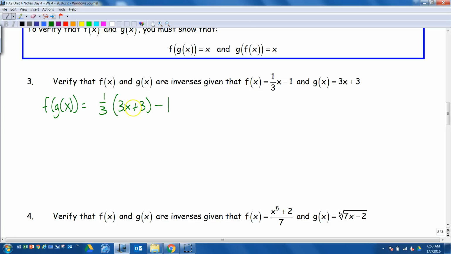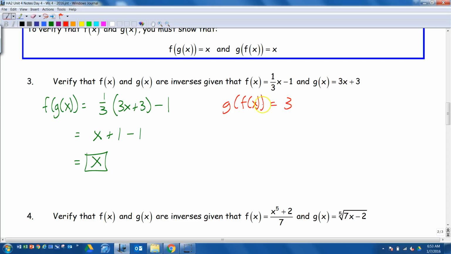So the first step that I can do here is I can distribute this 1/3. 1/3 times 3x is x. 1/3 times 3 is plus 1. And then we still have that minus 1. And sure enough, when you add those two like terms together, you're just left with x. Let's do it in the reverse.